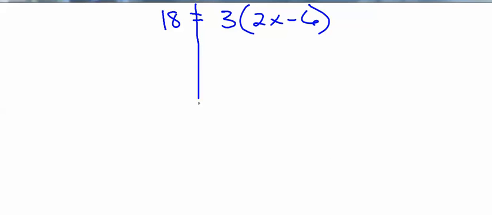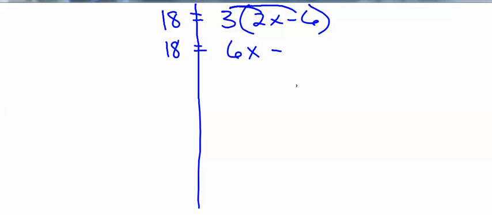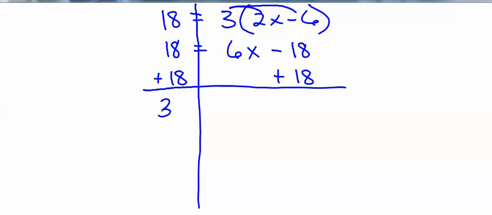Equals 3 times 2x minus 6. Now you have to distribute this 3. So your 18 equals 6x minus 18. Add 18 to each side. 36 equals 6x divided by 6. And 6 equals x.